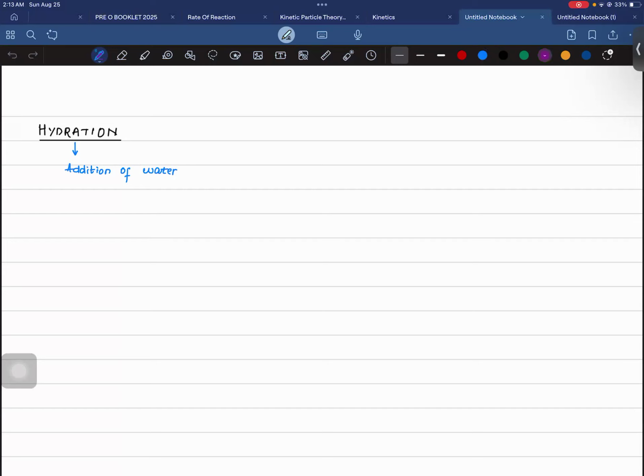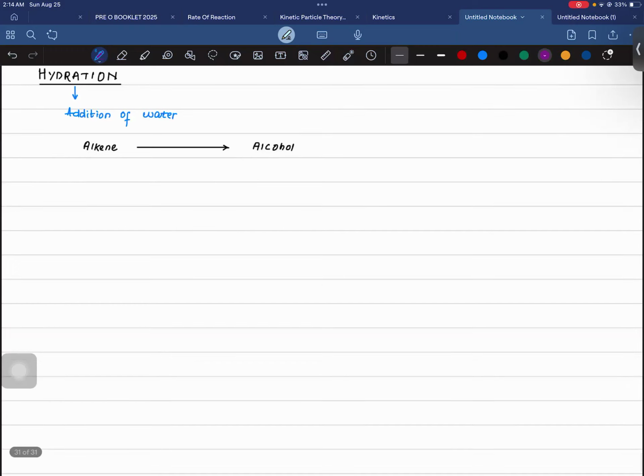So basically in this process, alkene is going to be converted into alcohol. As we have discussed all the functional groups in the previous classes, what's the functional group for alcohol? You will say OH, like hydroxy functional group.